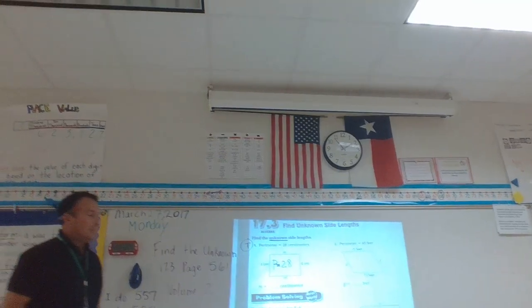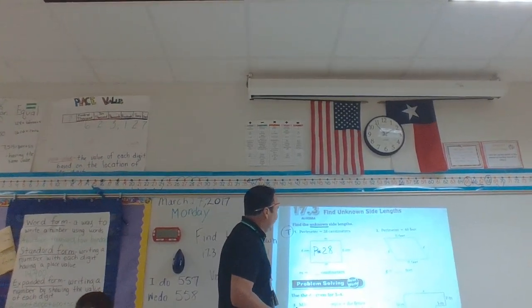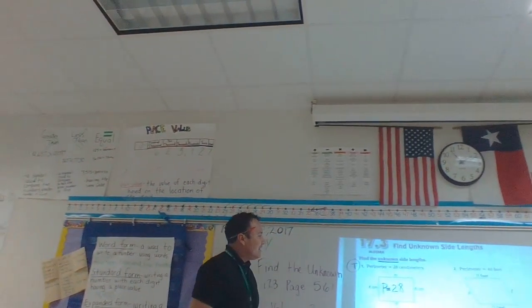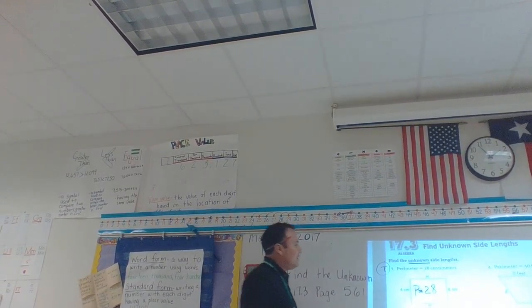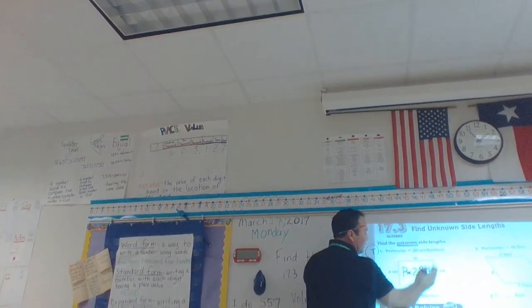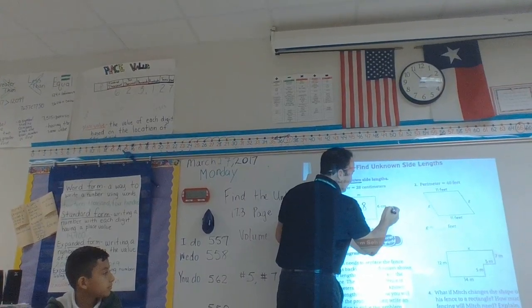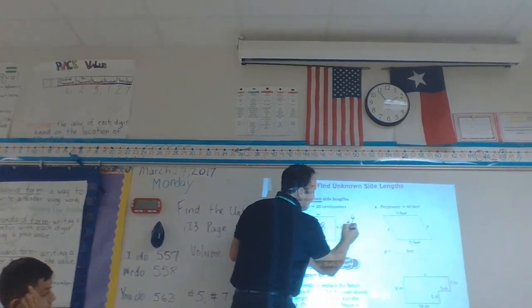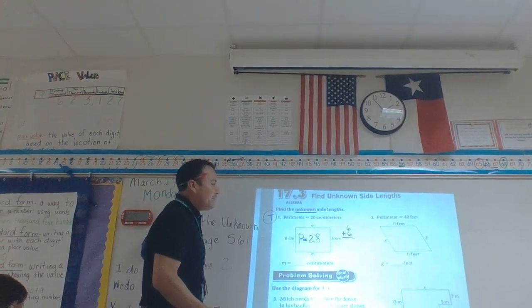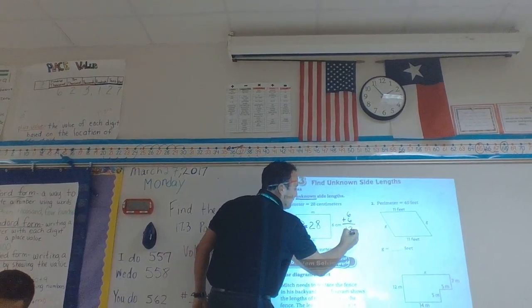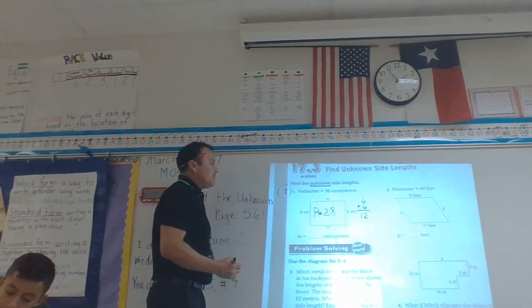Outside. It's going to be the outside. Perimeter is on the outside. So when I start, I look at the numbers that I do know. I have 6 and 6, because opposite sides are equal. So I'm going to do 6 plus 6, and I'm going to do it vertical, not horizontal. 6 plus 6 is 12. So that's my first step.